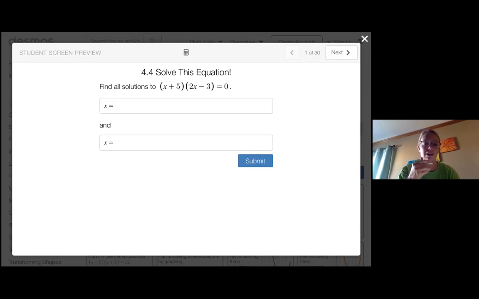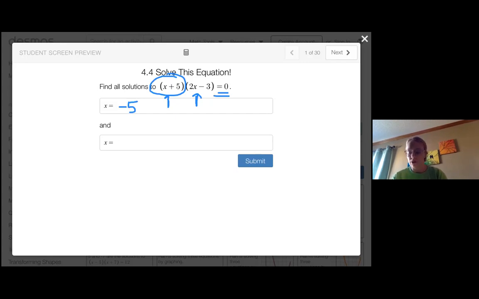All right, it says find all the solutions to x plus 5 times 2x minus 3 equals 0. The kicker here to notice is that it equals 0, so that's our win. That means I'm looking for when each one of these equals 0. You guys are usually really good with these ones. You can do these mentally. What plus 5 is 0? Negative 5. Negative 5 plus 5 is 0. Now, the issue is usually the second one.